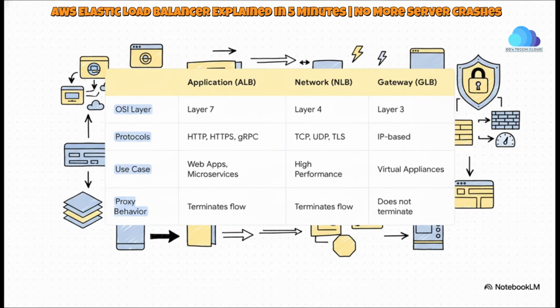And this chart really lays it all out beautifully, right? You've got the ALB at layer 7 for your web apps and microservices, the NLB at layer 4 for high-performance, low-latency stuff, and the GLB at layer 3 for those third-party virtual appliances. Choosing the right one really depends on what kind of traffic you're dealing with and what you need to do with it.